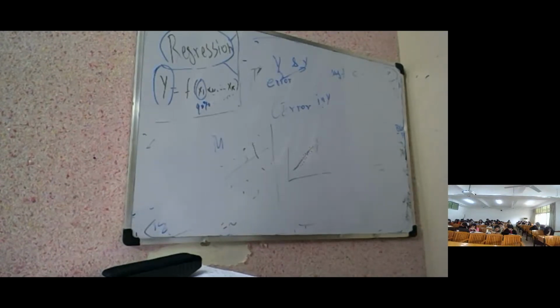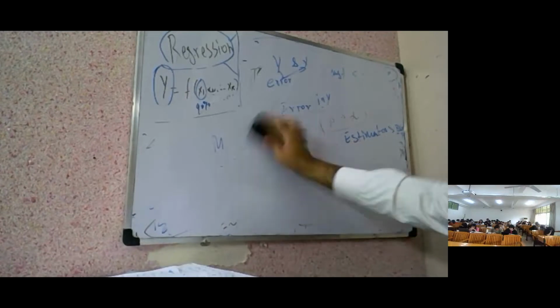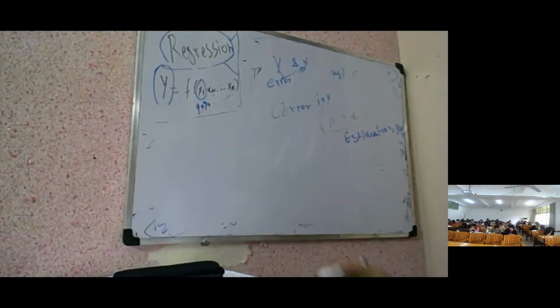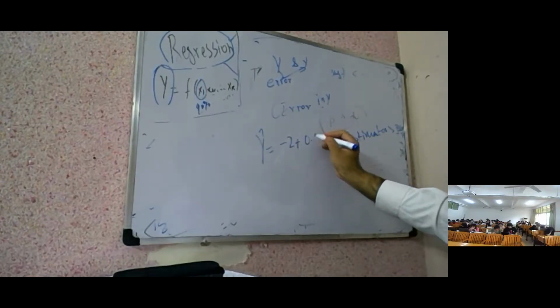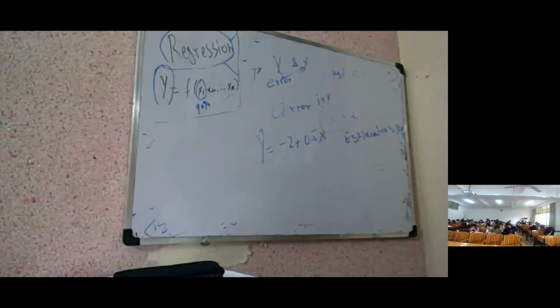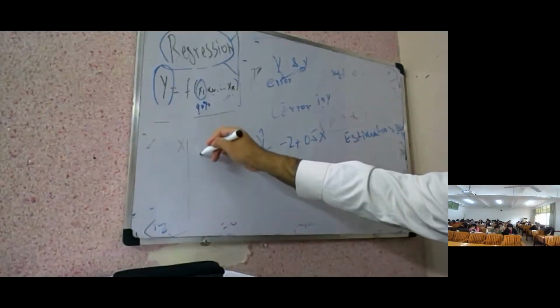So now if you have any x and any y, you can get beta and alpha, and we also call them estimators. So estimators are the ones who can measure the exact relationship. How do we define it? Let's say after running a regression with OLS, we get y hat equal to -2 plus 0.5x. Now we know that we have a series of x and y.